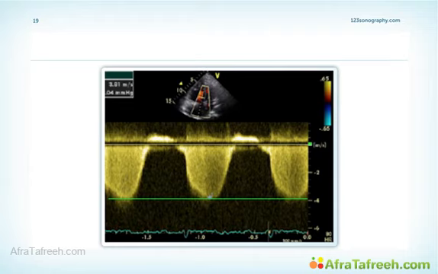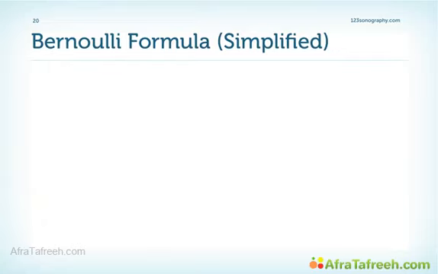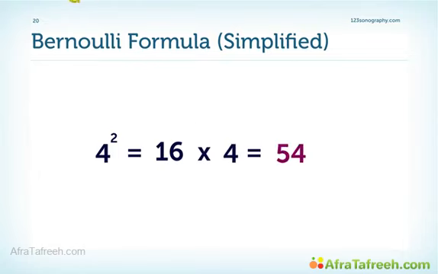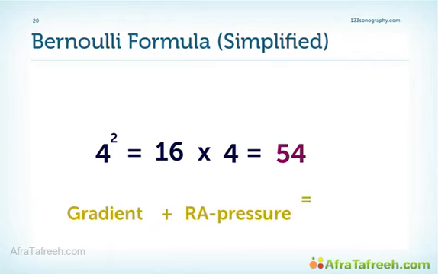Well, here we've got a patient who has almost 4 meters per second TR velocity. So if we take that and square it, then we'll get 16. And if we multiply that by 4, then we'll get 64. And that's our gradient. So what we have to do now is add the right atrial pressure, and then we'll get our systolic pulmonary arterial pressure. But how do we get the right atrial pressure?